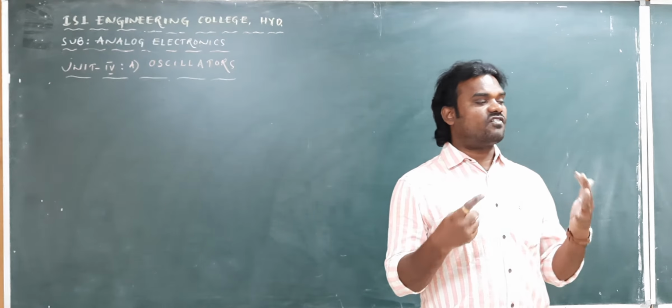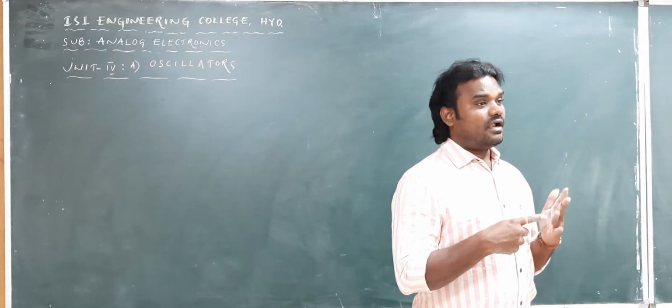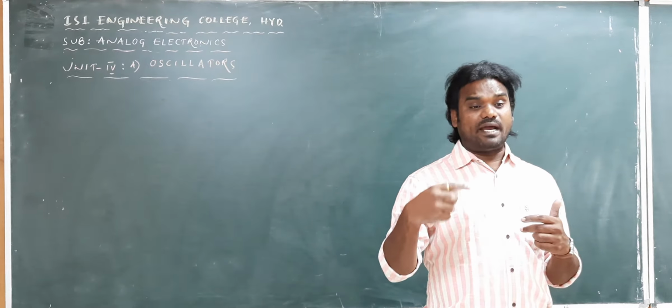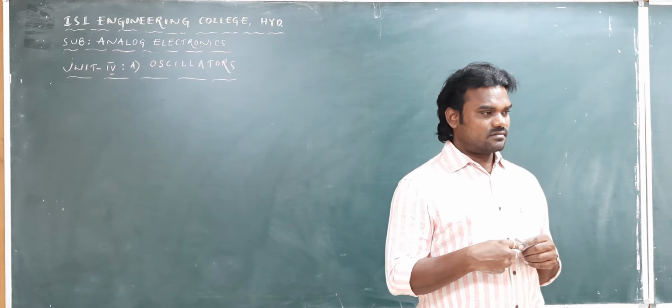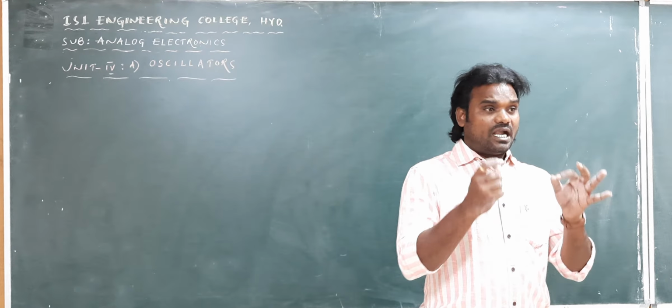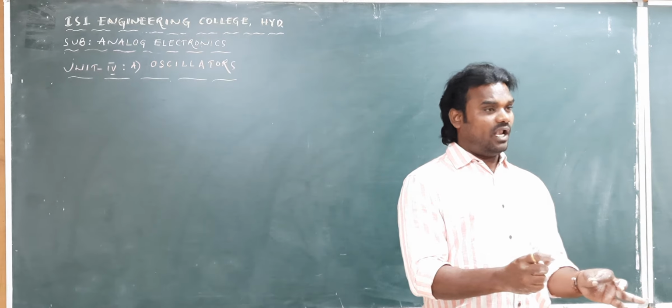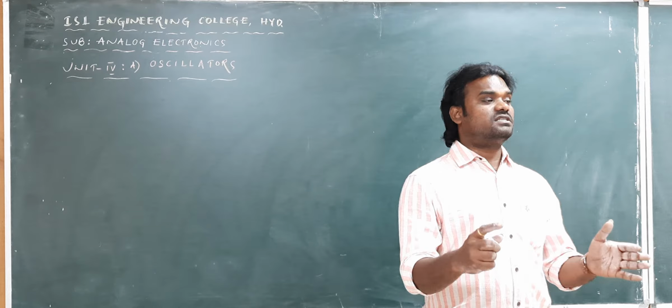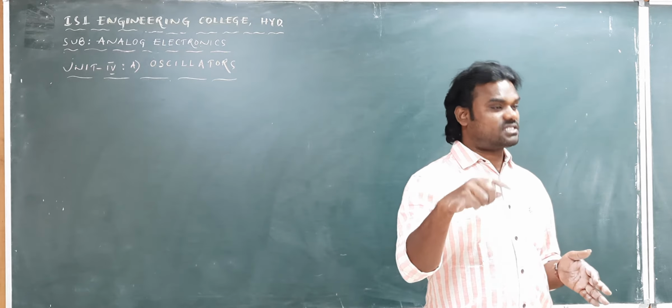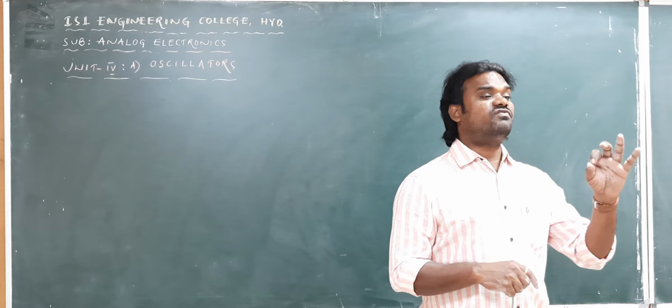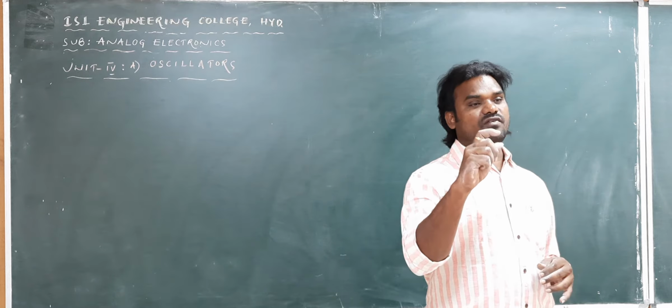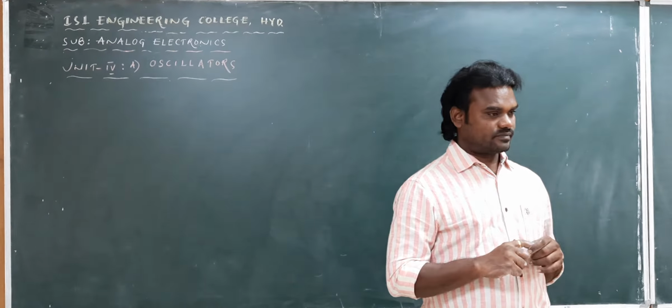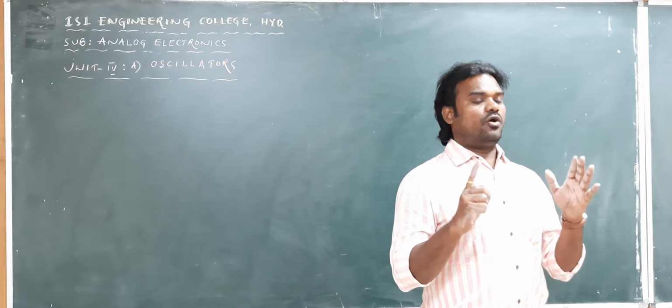What is the relation between frequency and time? F is equal to 1 by T, we know that. So at one particular frequency only, the positive feedback amplifier generates the oscillations. And that frequency is named as frequency of oscillations. I hope I am clear.